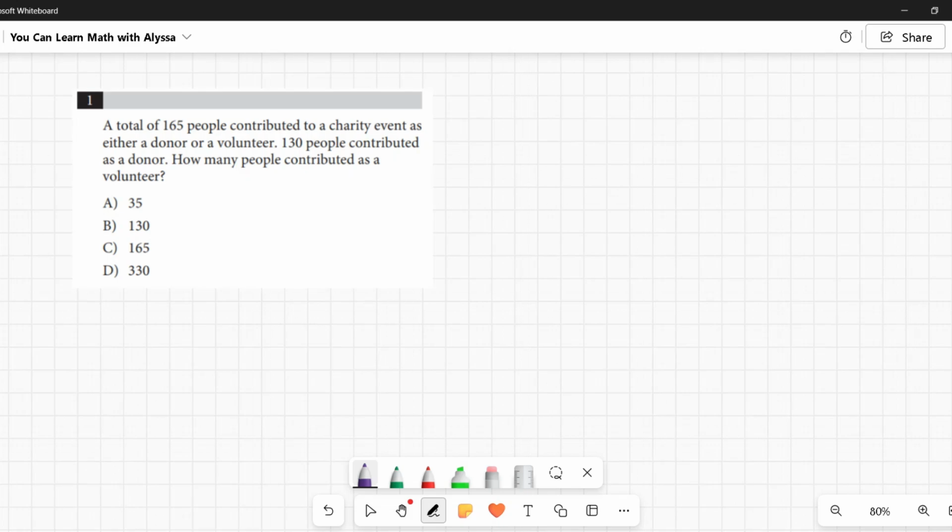Number 1. A total of 165 people contributed to a charity event as either a donor or a volunteer. 130 people contributed as a donor. How many people contributed as a volunteer?